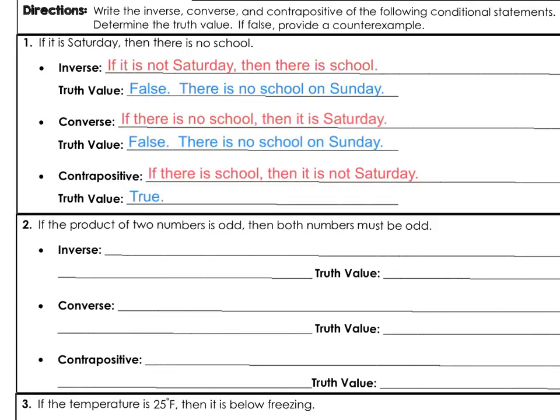Okay, so I'm going to leave you to do number 2 on your own. If the product of two numbers is odd, then both numbers must be odd. So do those 3 statements, getting the inverse, finding the converse, and the contrapositive, as well as identifying the truth value. Resume the video and the answers will be there.